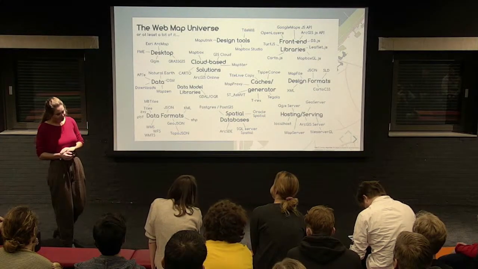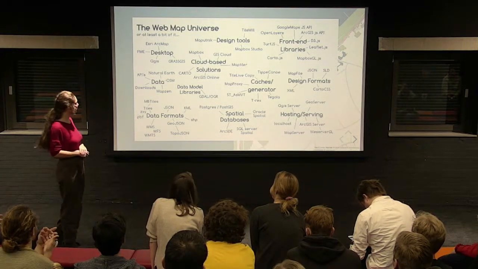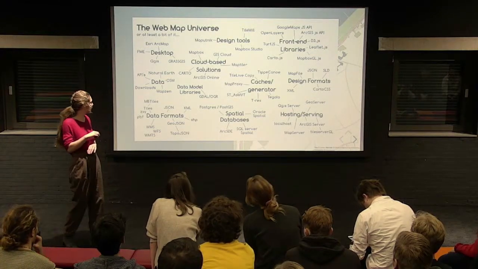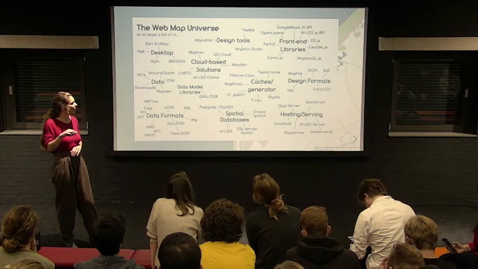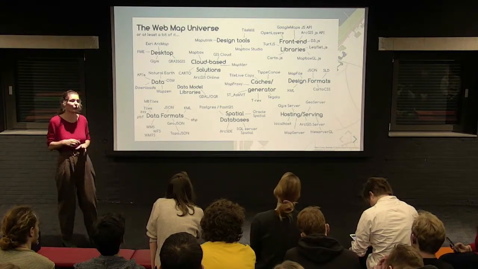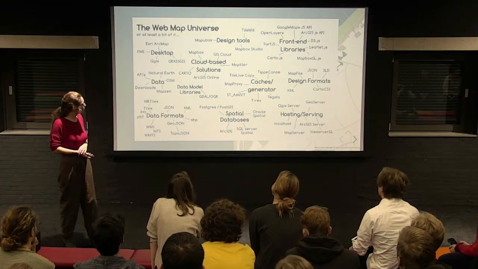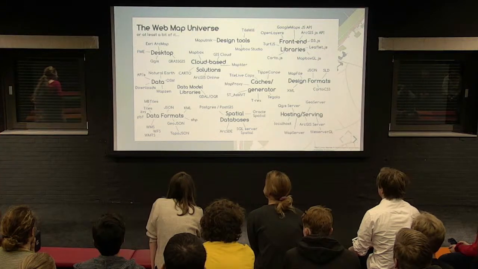So I think we talked about a lot of tools in the web map universe. As you can see, the front-end libraries, which we talked about, the tiles that we talked about. And then, of course, data, and these are some tools which can generate vector tiles or raster tiles. And I hope I didn't scare you.